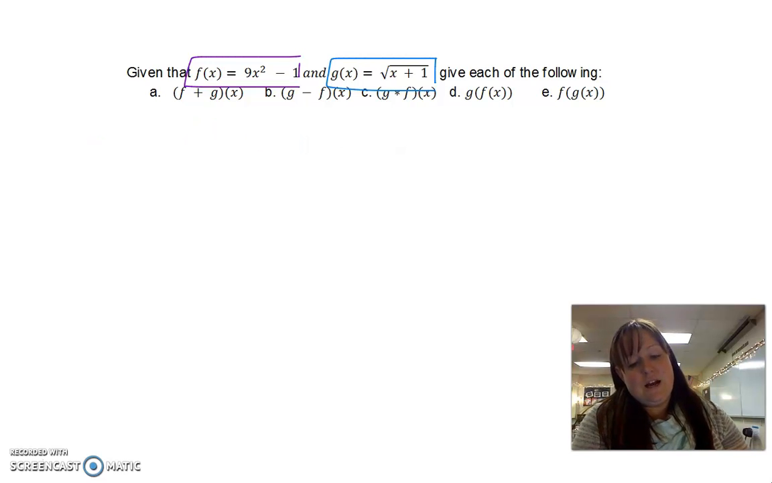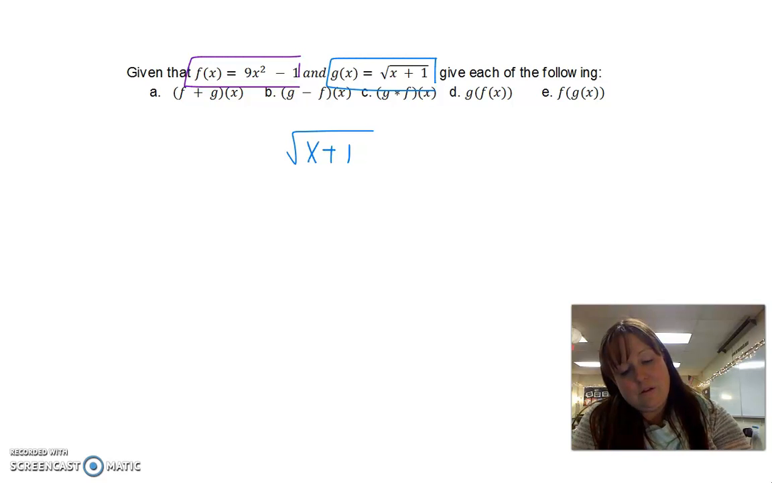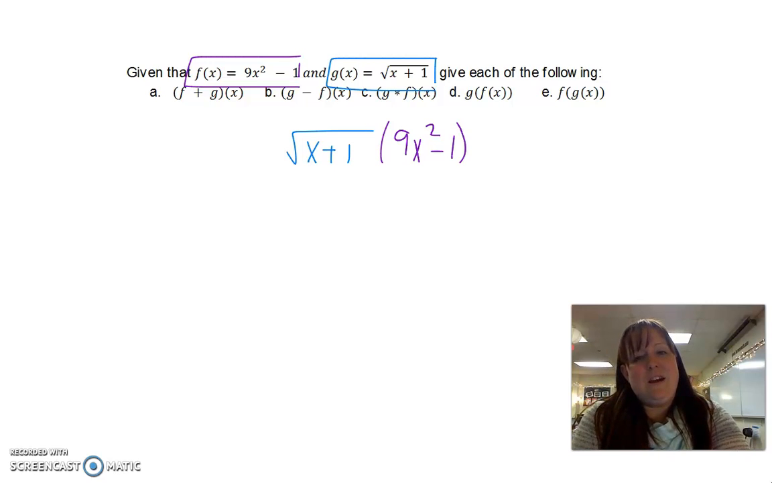So then we have g times f. So g is the square root of x plus 1, and f is 9x squared minus 1. And again, there's not much we can do there because the 9x squared isn't under the square root. So that's it. That's the whole thing. You would just write it just like that.